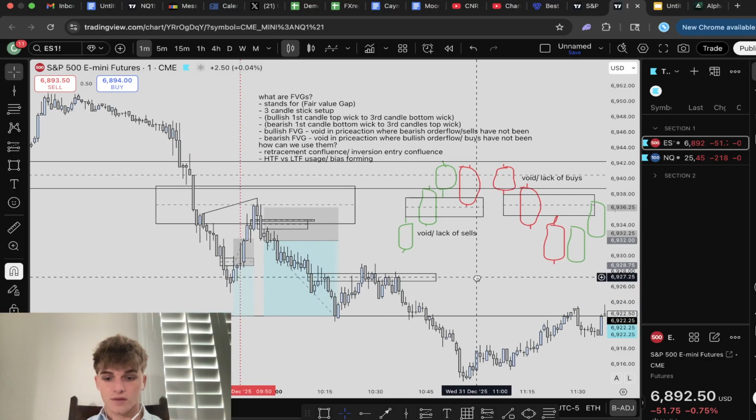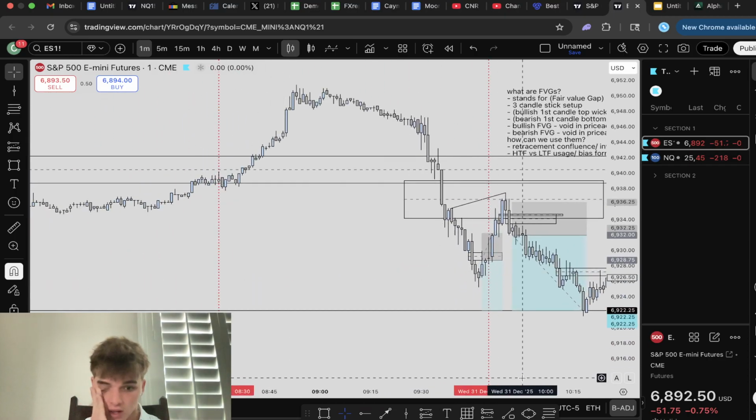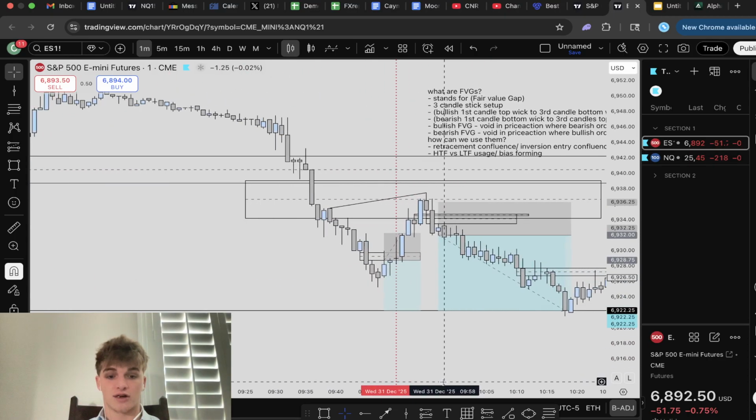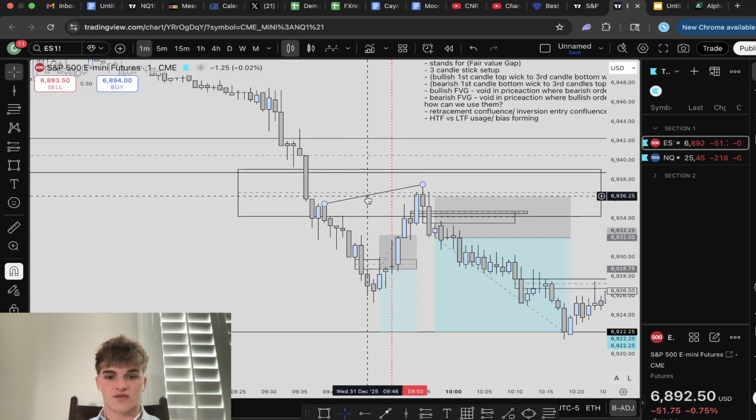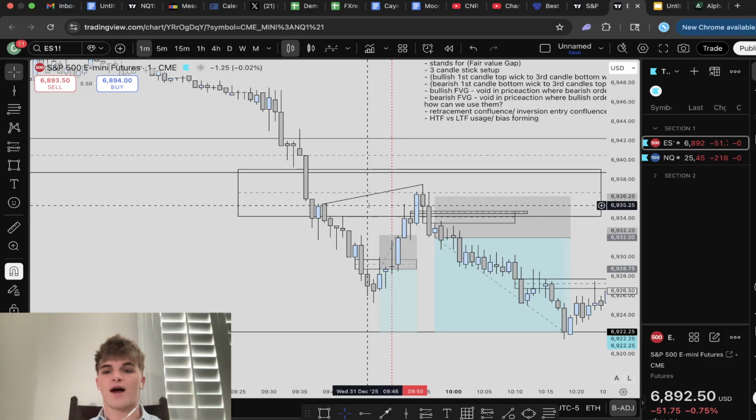Okay? As you can see right here, this one failed. Why? You have to ask yourself why. Why did this fair value gap fail on the 1 minute if the draw was right there? Obviously, this 5 minute fair value gap had not been retraced into. What do we want to do? On the 5 minute, you guys have to look at the higher time frame other than just the 1 minute.